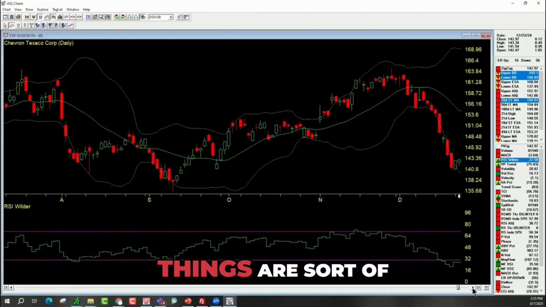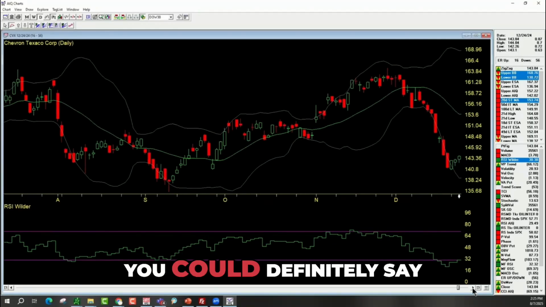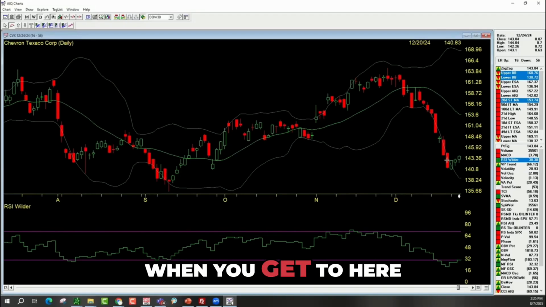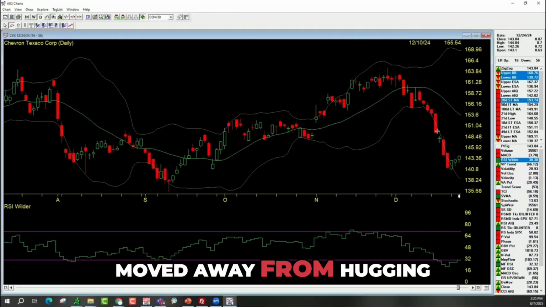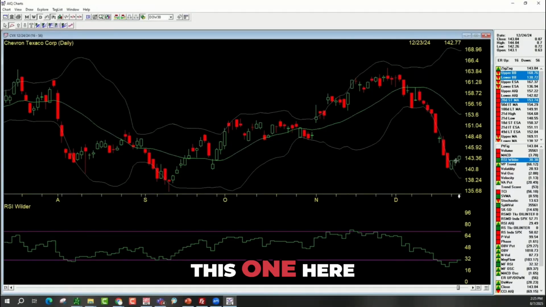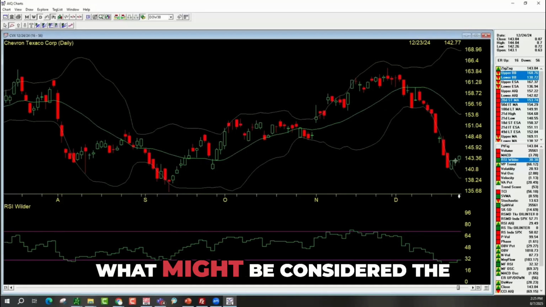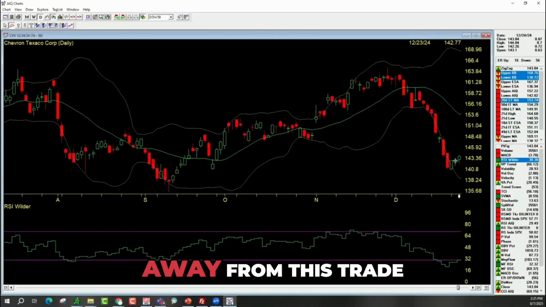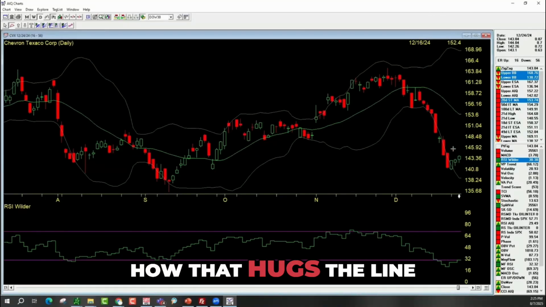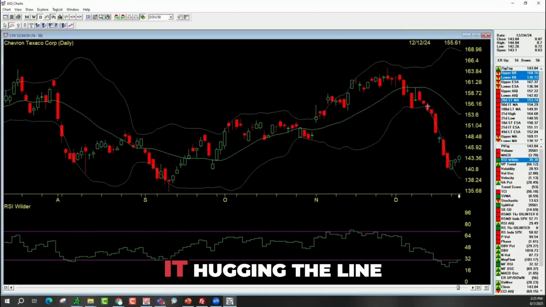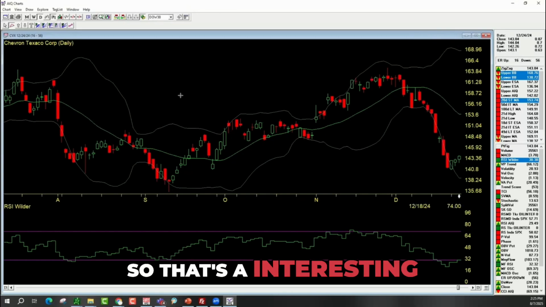From here, of course, things are sort of bottoming out. You could definitely say this trade is over when you get to here. This has moved away from hugging the line, right? In fact, this one here, this sort of hammer here, might be considered the time to get away from this trade. But you can see how that hugs the line. You needed 2 or 3 days of it hugging the line before you can be sure that there's room in here for it to make a move. So that's an interesting pattern there.